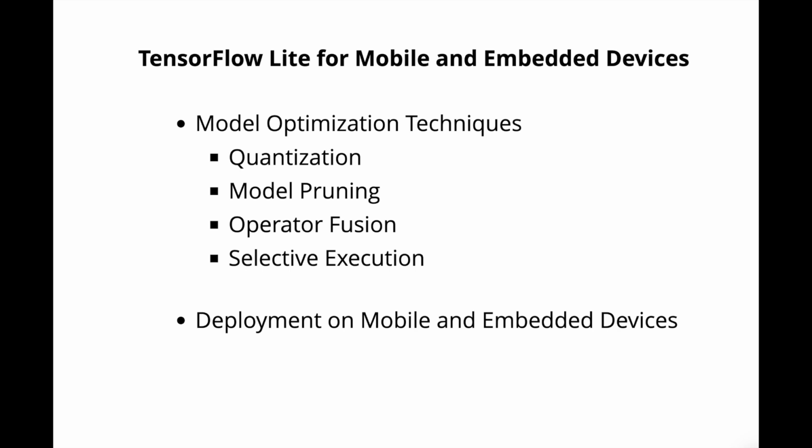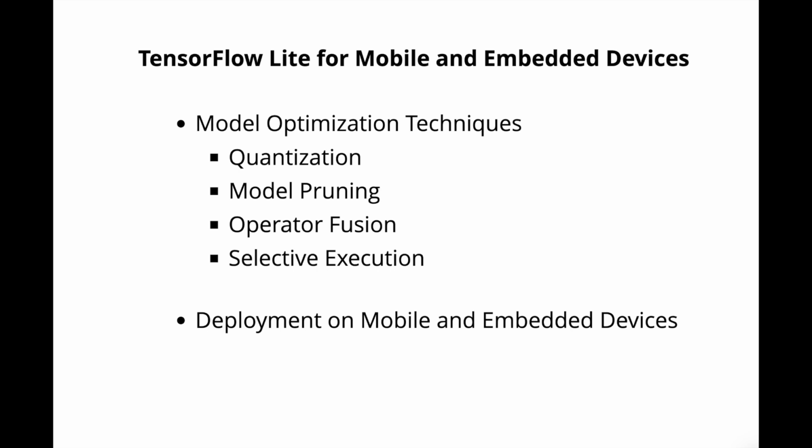Third one is model optimization techniques. TensorFlow Lite provides various optimization techniques to reduce the size and improve the performance of TensorFlow Lite models for mobile and embedded deployment. These techniques include quantization, quantizing model weights and activations to lower precision, for example 8-bit integers, to reduce model size and improve inference speed.